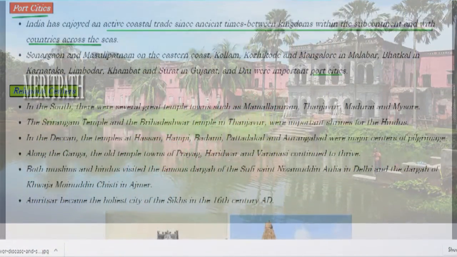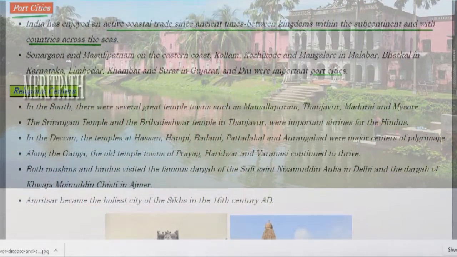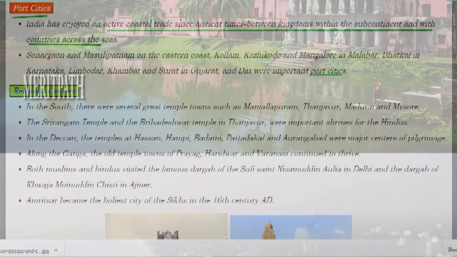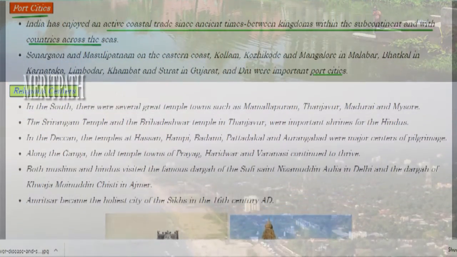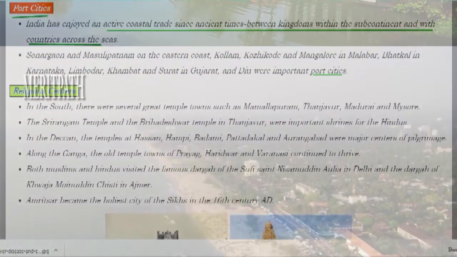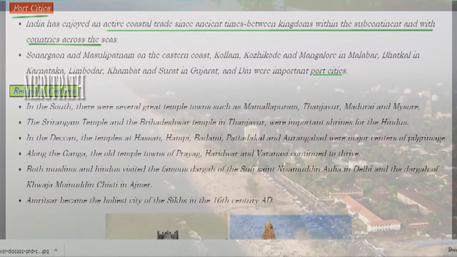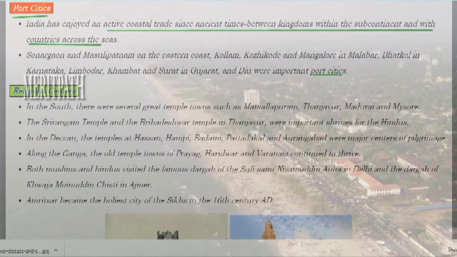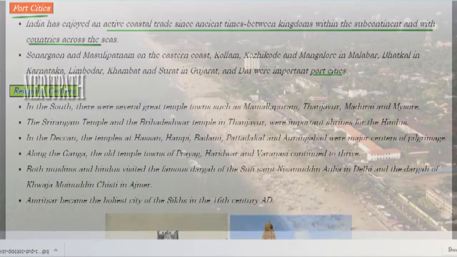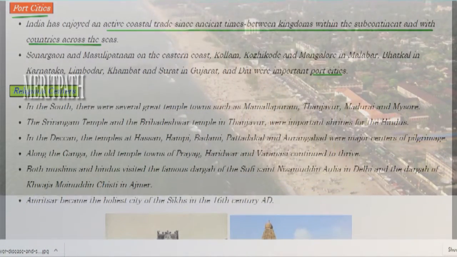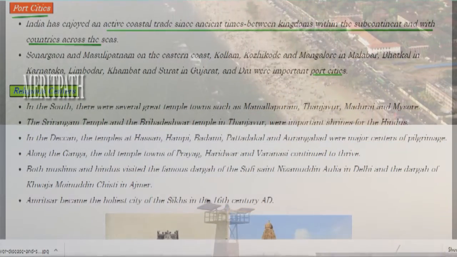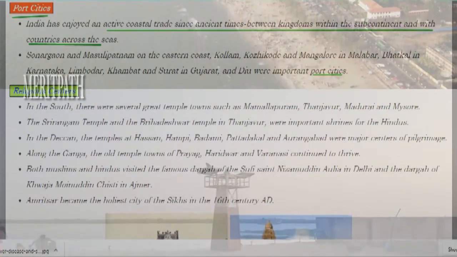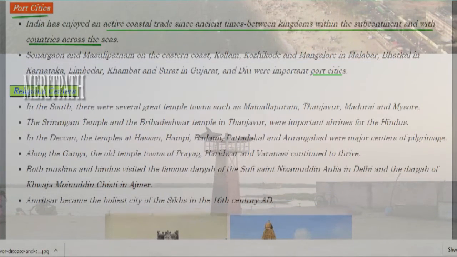Coming to port cities, India had active coastal trade since ancient times, between the kingdoms, within the subcontinent, and with countries across the sea route. So what are the important port cities in India? Sonargaon and Masulipattnam on the eastern coast, Kollam, Kozhikode and Mangalore on the Malabar coast, Bhatkal in Karnataka, and Lakhpat, Khambat and Surat in Gujarat were important port cities.